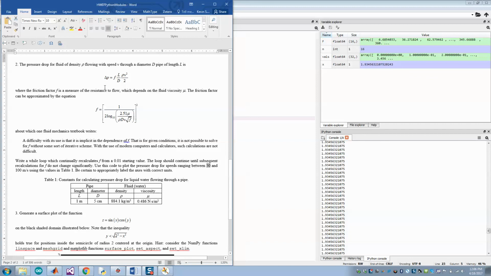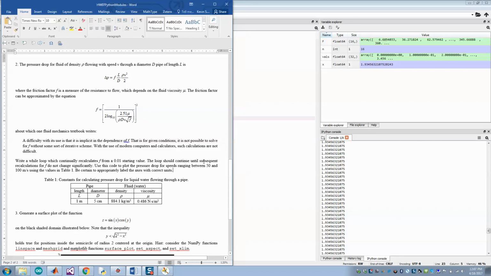And so that will give you one data point in your graph. Remember, the vertical axis is going to be delta p, and the horizontal axis is going to be v. So at v equals 50 meters per second, you're going to have your delta p. Then you're going to have to calculate the next value of v. Maybe you do 51 meters per second or 55 meters per second.